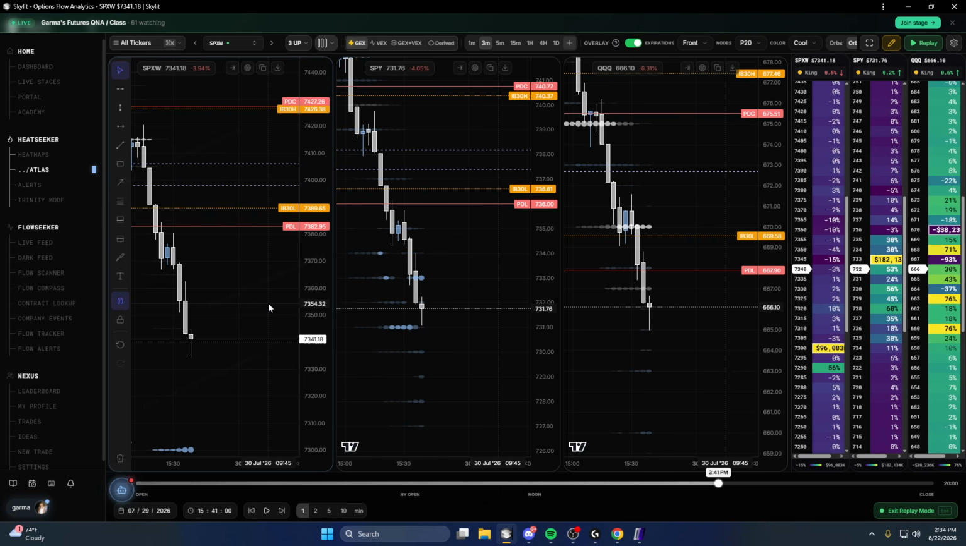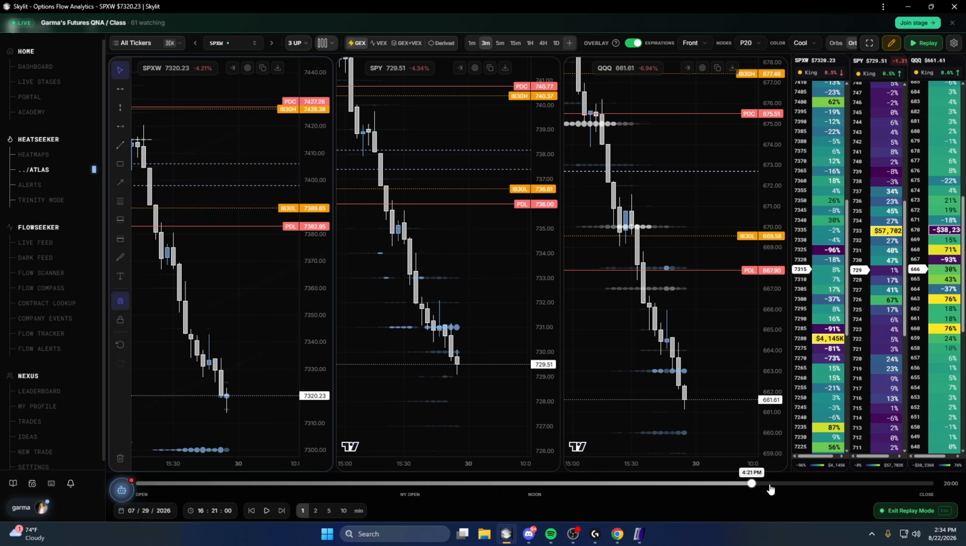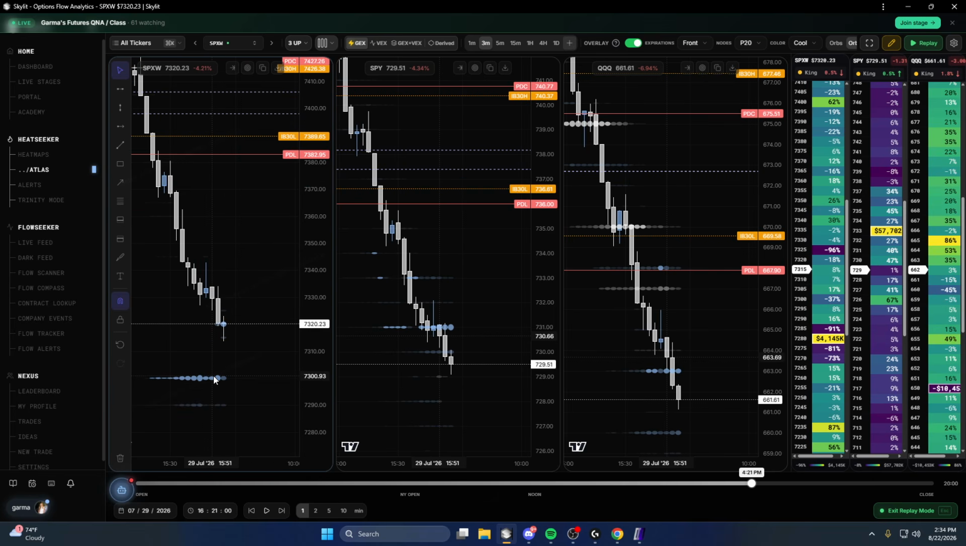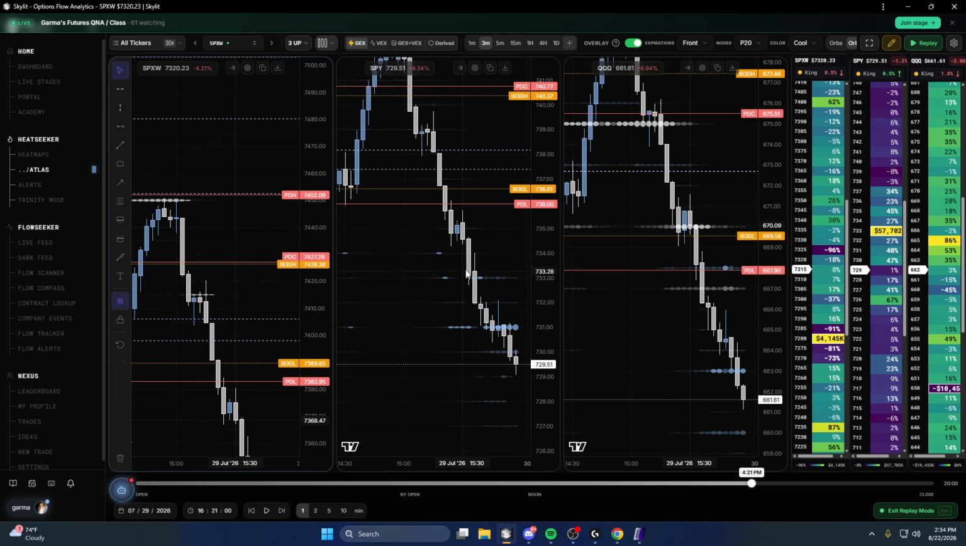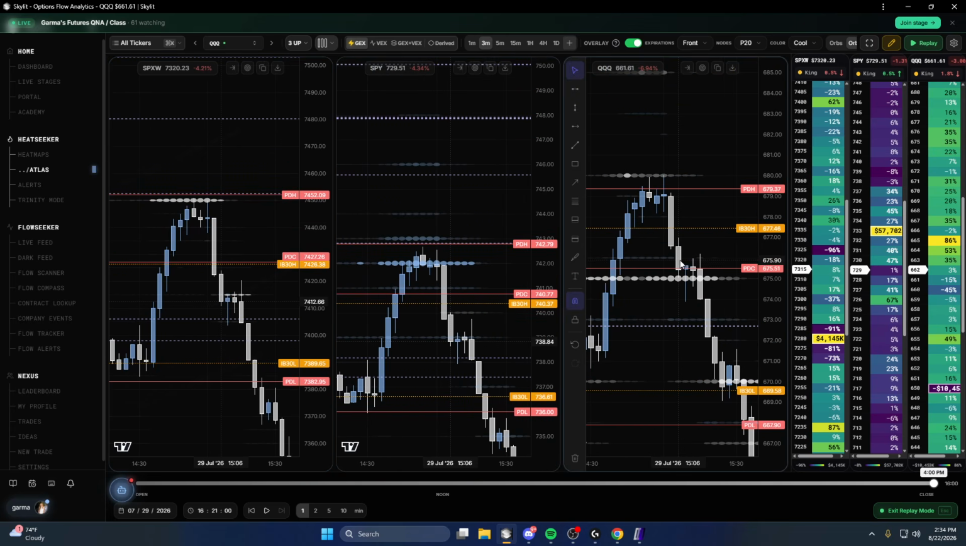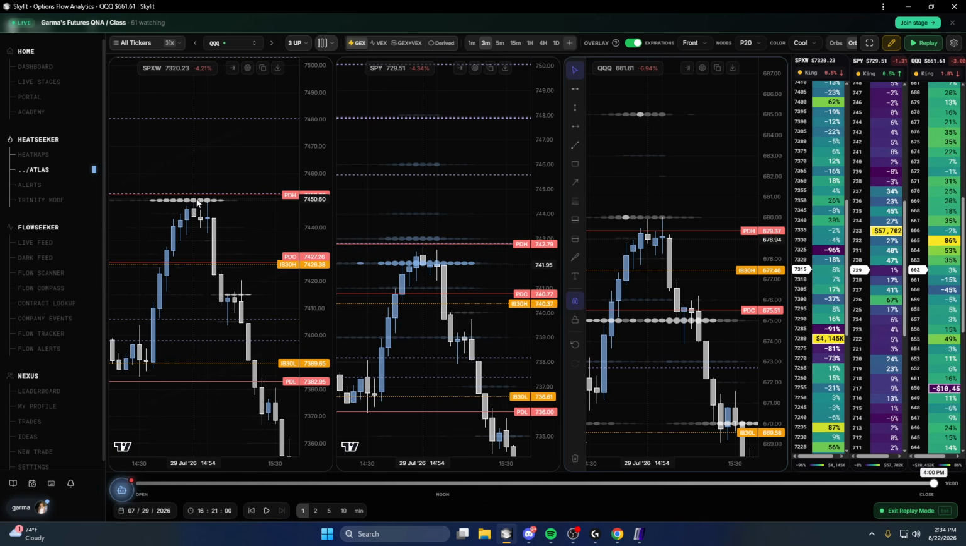And then 7300 right there popped up, and then that got hit literally at the end. Yeah, this day was insane. Why short there? Well, you have three king node alignments at the time.